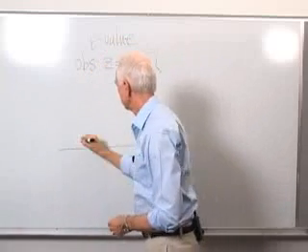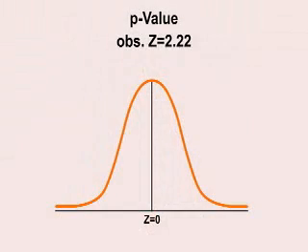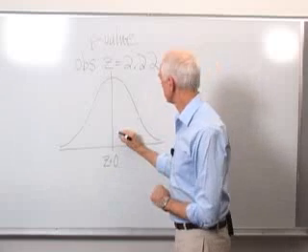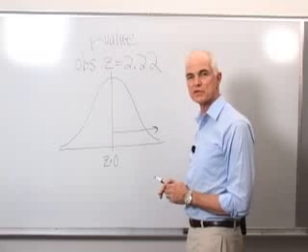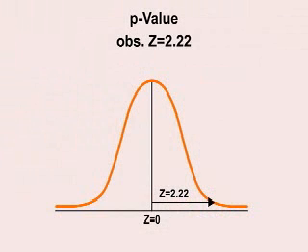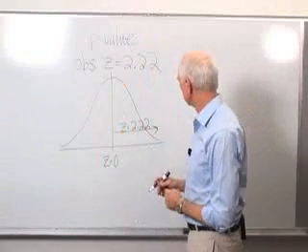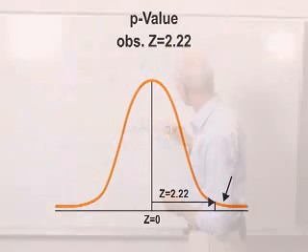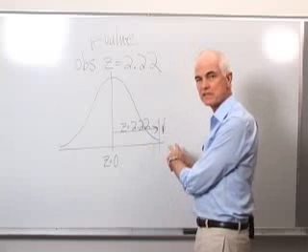Let's draw a graph. In the graph we have a mean z of 0. And with this observed z of 2.22, it falls quite a ways over to the right of the distribution. What we do in the p-value method is determine how far out towards the tail it actually falls. As a matter of fact, we will discover that the p-value is actually the proportion of the curve that is past the observed statistic.